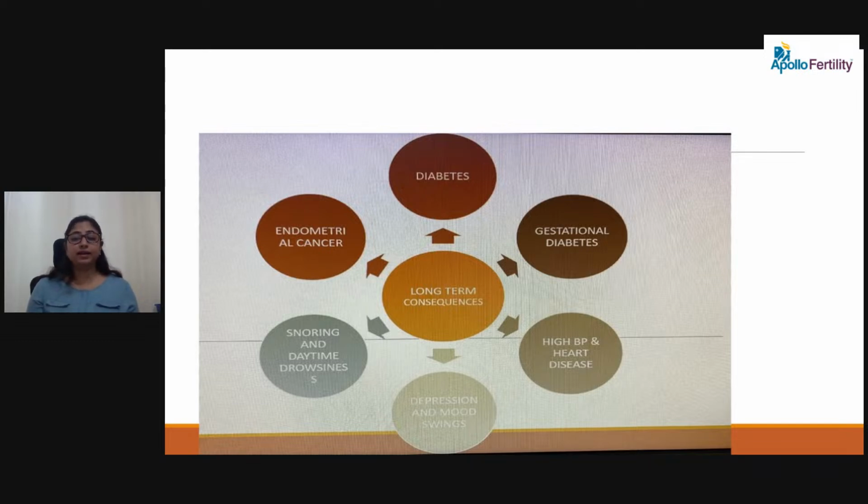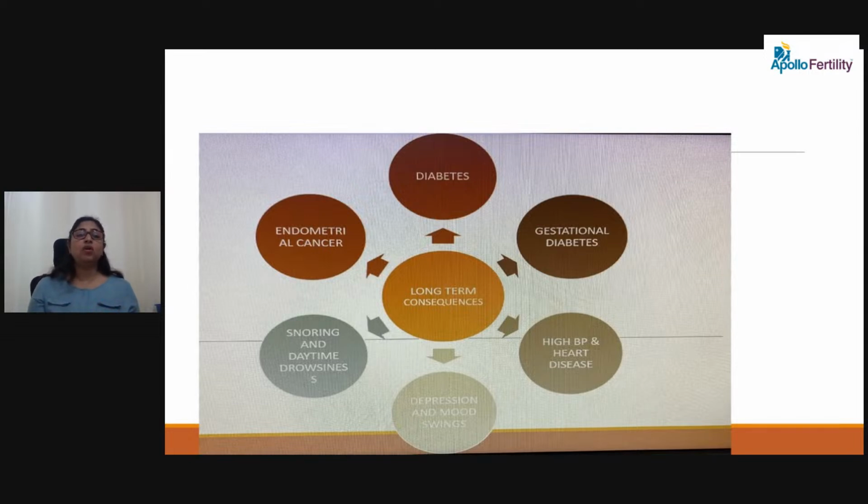They are also at high risk of high blood pressure and heart diseases. Especially the diabetes, high blood pressure and heart diseases are more in those who are overweight or have a family history. These are the risk factors which increase the risk of these long term consequences. Another is depression and mood swings, because of the irregular periods, because of being overweight, and lots of other problems.